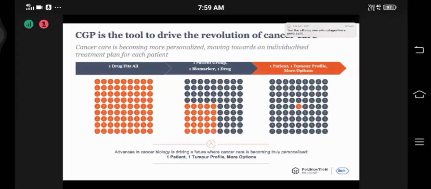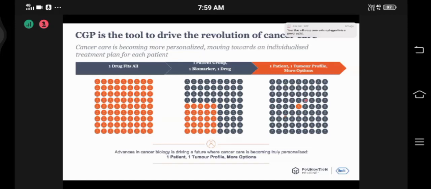Let's say HER2 positive, this subset is going to get anti-HER2 treatment. Now, in the future, because of CGP, we are going to start moving towards one patient, one tumor profile, and we are going to have a single drug for this patient, and this won't be the same for the next patient.